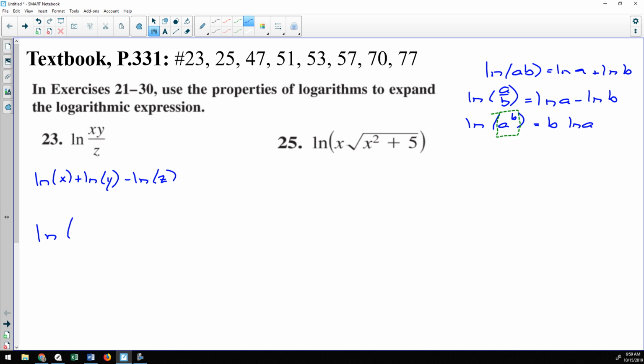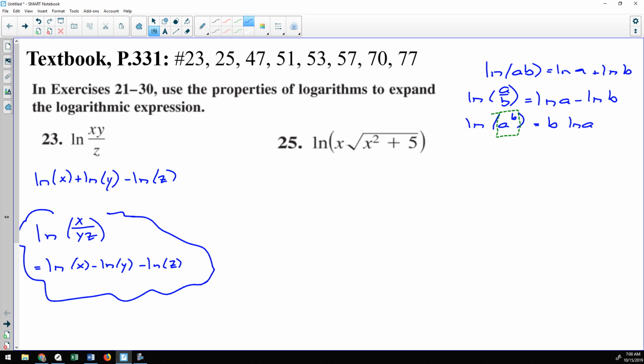If I did have something like the natural log of x over y times z, in that case, that would be the natural log of x. That's in the numerator, so that's a positive log. Y and z are both in the denominator, so you would make those negative. So minus natural log of y and minus natural log of z, because you are dividing by a z. A lot of people see y times z and think that you need to add those two, but think of it as natural log of x, and then you're dividing by both the y and the z, so we subtract both of those.